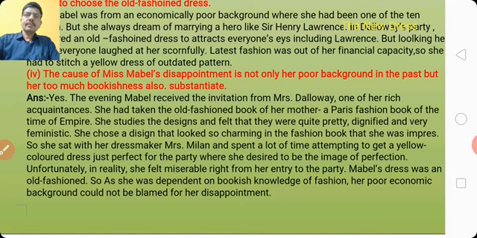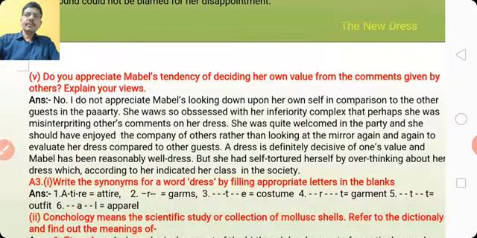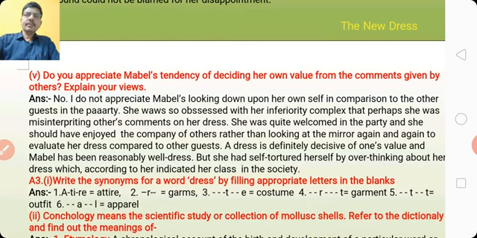Mabel's dress was old fashioned, so as she was dependent on bookish knowledge of old fashion, her poor economic background could not be blamed for her disappointment. Let us see the next question, friends.